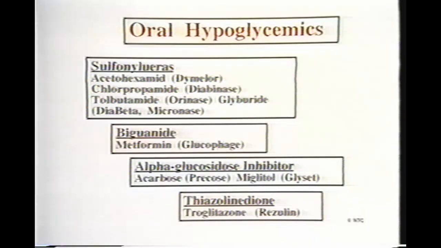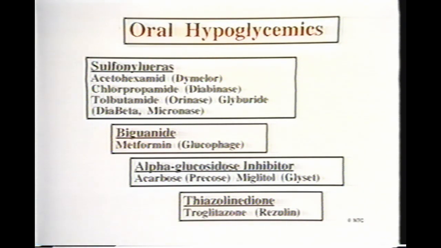We want to look at one more group of drugs, and these are the drugs that are used to treat type 2 diabetes, the oral hypoglycemics. And if we look at the first picture, we can see that there are a number of categories of oral hypoglycemics. The sulfonylureas, these are the ones that have been around a long time. These are things like Orinase, Diabinese, but also Micronase or DiaBeta, which we still see being prescribed for patients.